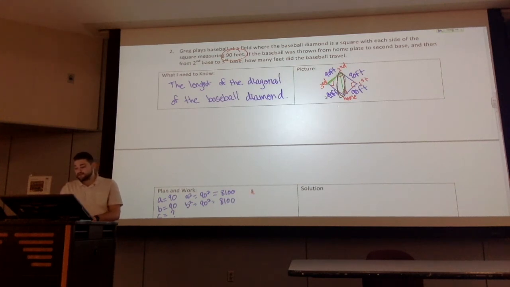Now we can write down our equation of A squared plus B squared equals C squared. Substitute in the value of A squared and B squared into the equation. And then that's going to equal 16,200. And then we're going to take the square root of both sides. So then we're going to get C equals, I'm going to write this up here, guys. So C equals 127.3 feet.